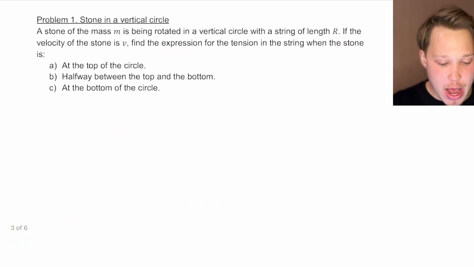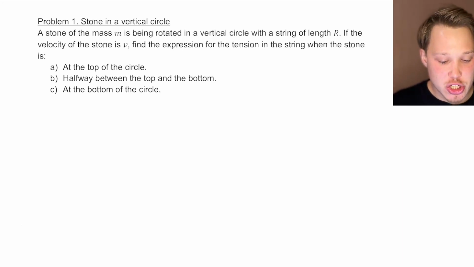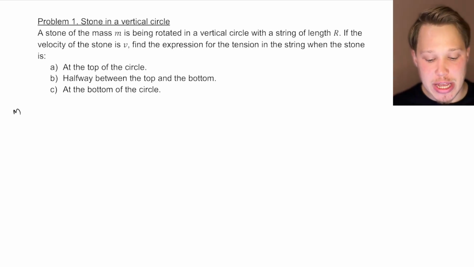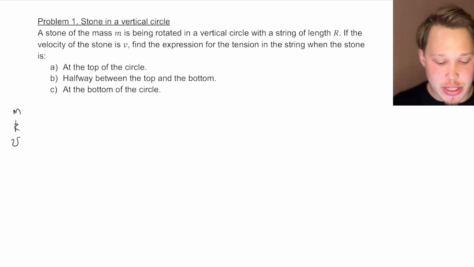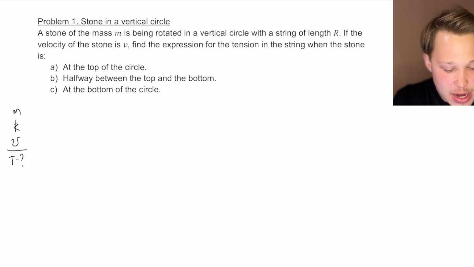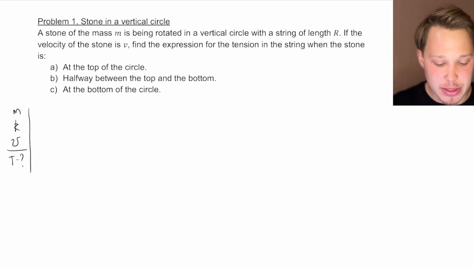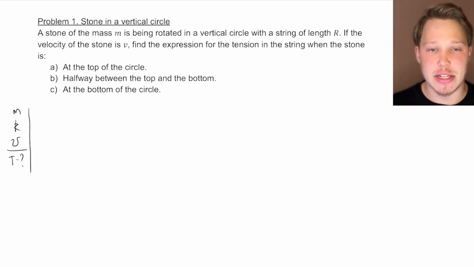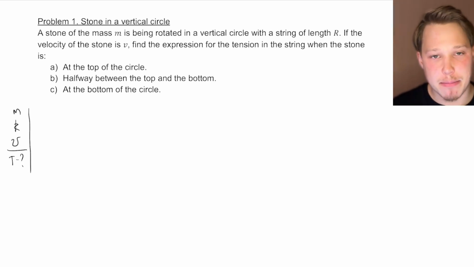Over here we have a very typical problem that you definitely might see on your quiz or test: a stone that is rotating in a vertical circle. A stone of mass m is being rotated in a vertical circle with a string of length r. If the velocity of the stone is v, find the expression for the tension of the string. It's okay that there are no numbers in this question. If there were numbers, we would solve it numerically, but it will be really good practice in finding the expression, deriving basically the final answer. We'll do this at the top of the circle, halfway, and at the bottom of the circle.